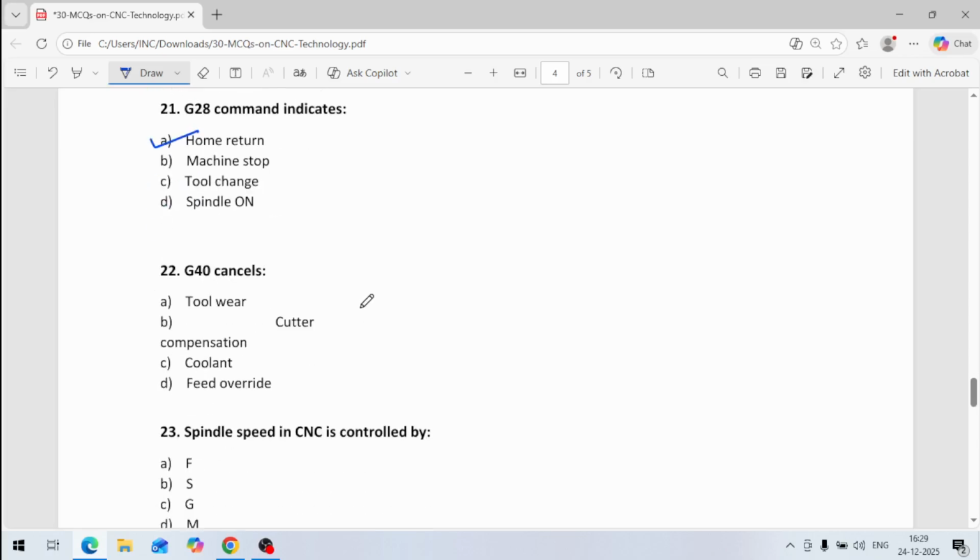Okay. Next question is G40. What does it cancel? This command G40: tool wear, cutter compensation, coolant, or feed override. So the answer is it cancels cutter compensation. B. This is the answer. What is cutter compensation? Either left or right, either G41 or G42. So it is cancelled by G40.